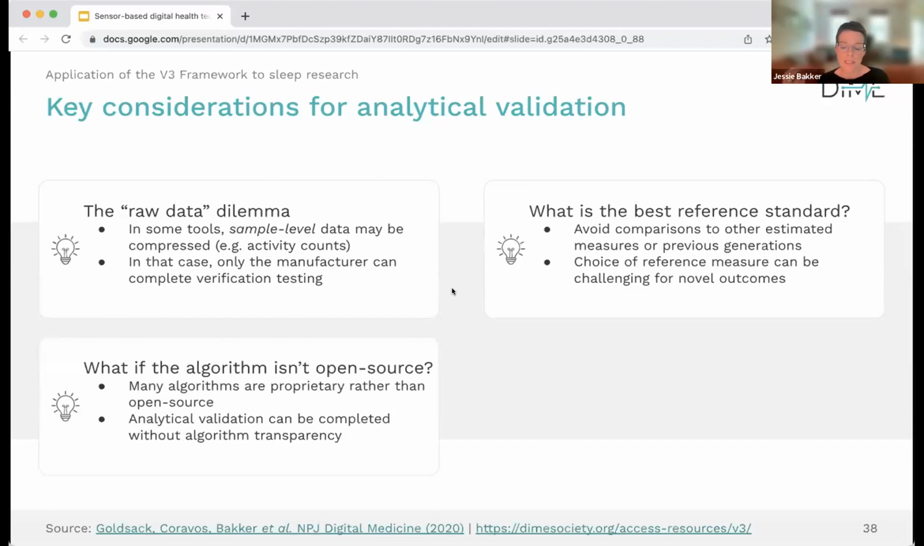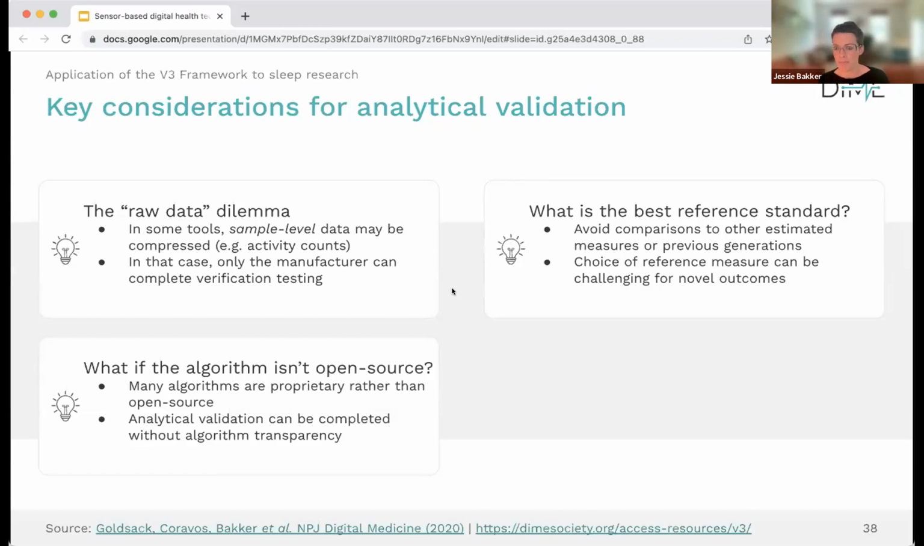And the tool is able to give you granular data, so sleep stages at the epoch level or events detected event by event. Then the entire analytical validation process can proceed without needing to know the actual math behind the algorithm. So it isn't a requirement that the algorithms are open source, but what is critical is to have really strict version control.